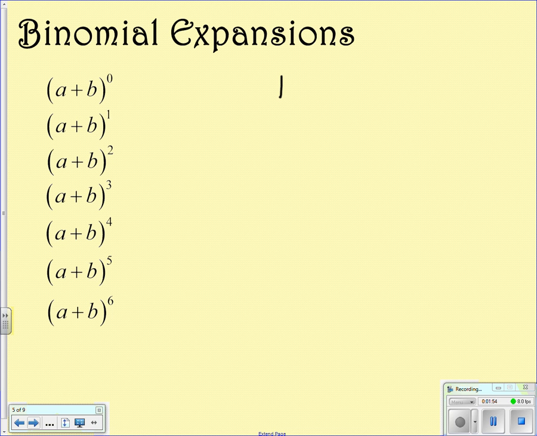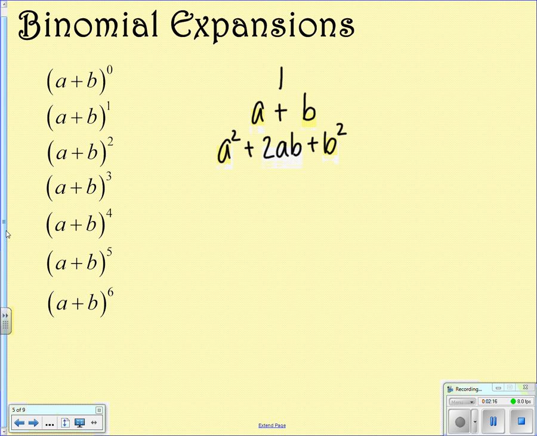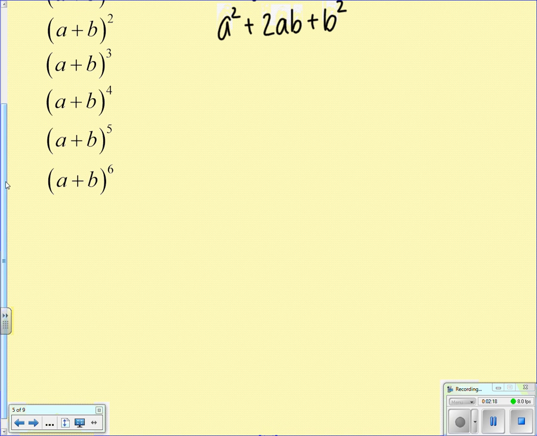Now we're going to have a plus b to the 1. Well, that's just going to be a plus b. For the next one, a plus b squared, you're going to have a squared plus 2ab, and then plus b squared. For the next one, we're going to actually multiply. I'm going to come down here and do it. But we're going to multiply a plus b times our a plus b squared, which was a squared plus 2ab plus b squared. So we're going to distribute.